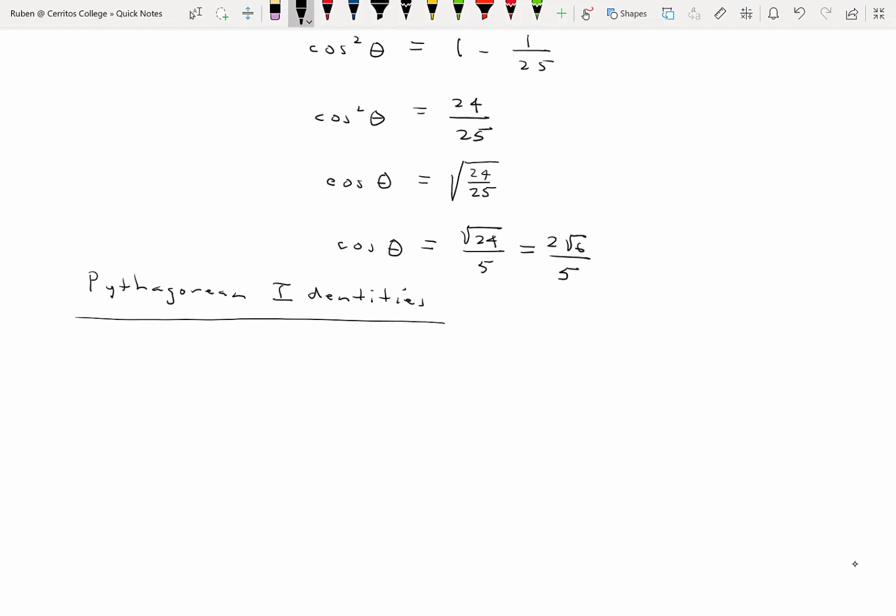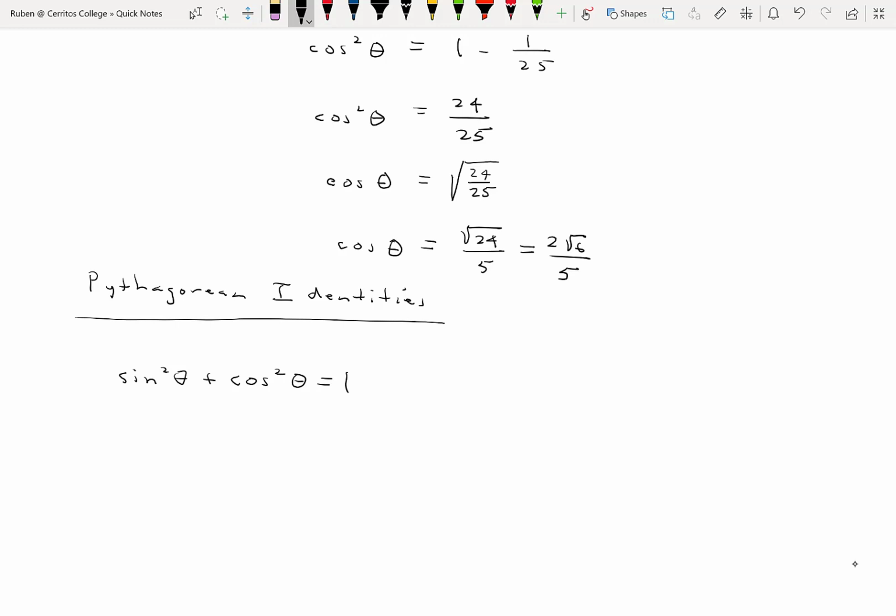The first one, which is the one I want to spend the rest of eternity on a desert island with. I think I'd rather have a person or my dog with me, but if I finally get one identity, it'll be sine squared theta plus cosine squared theta equals 1.